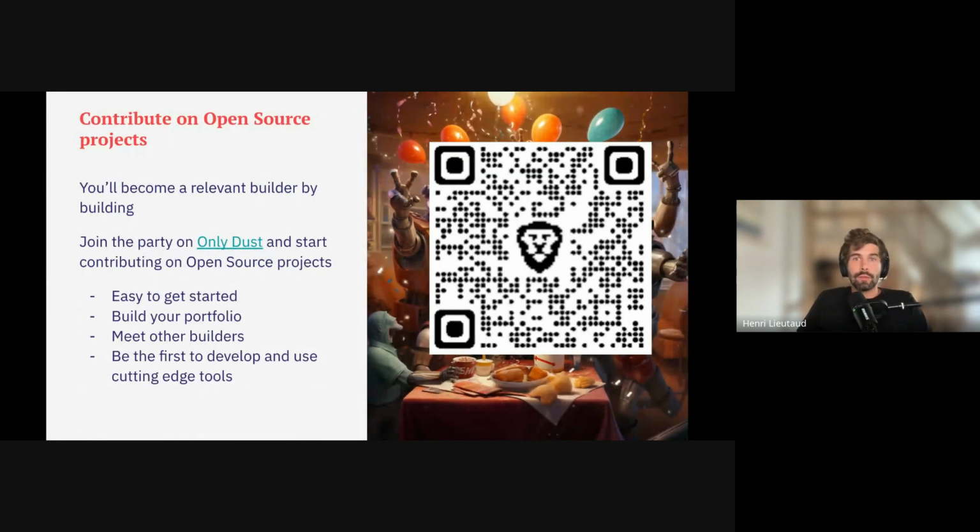And also, it's a great way for you to develop and use cutting edge tools. The things that are being developed there are definitely cutting edge, and knowing how to use them is a great way for you to build your skill set and to be a step ahead of the game, basically, right? So I strongly suggest you go there.